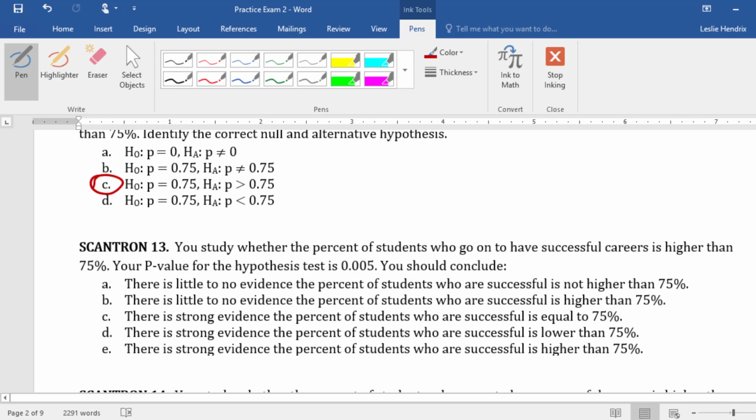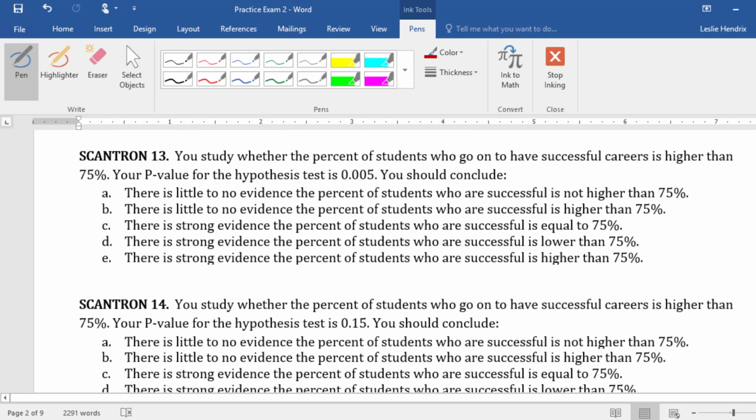All right, so you study whether the percent of students who go on to have successful careers is higher than 75%. If the p-value is 0.005, that's a really low p-value, so that gives you evidence to reject the null and go with the alternative. And so there is strong evidence that the percent is higher than 75%. So E is the answer there.